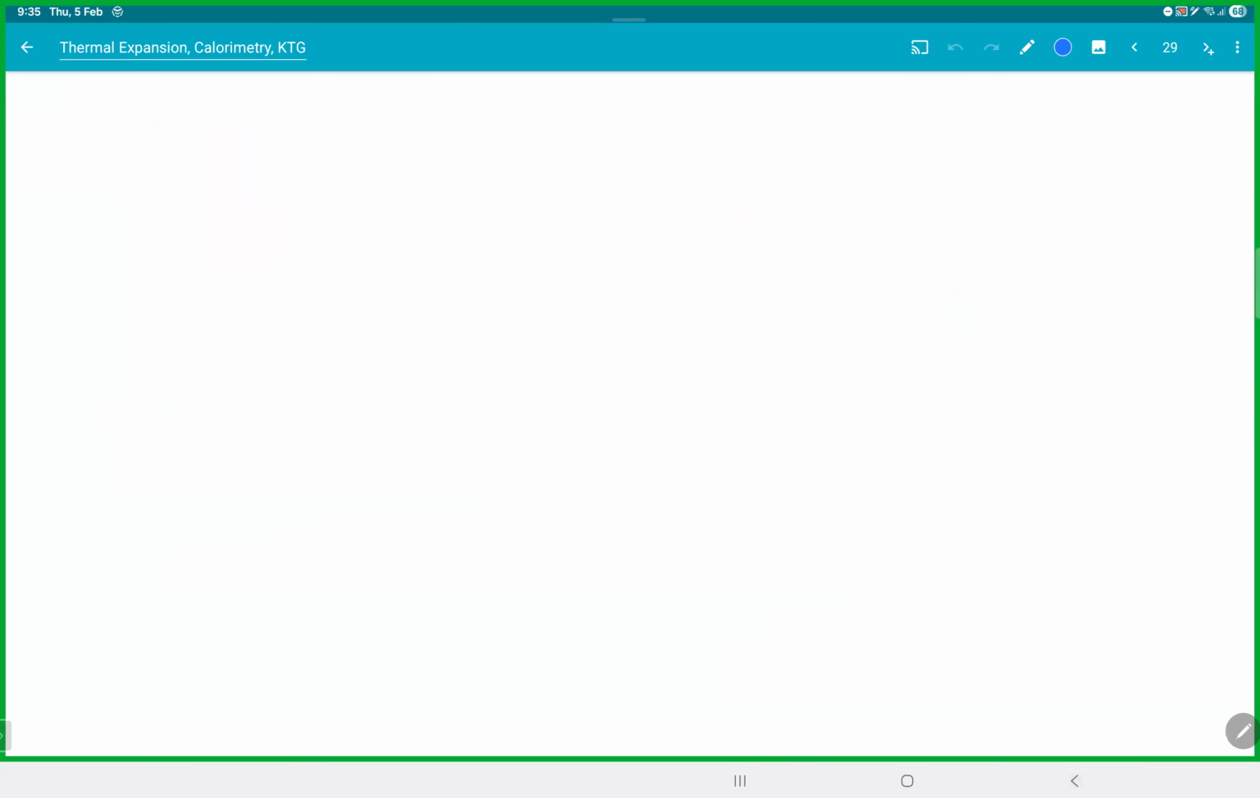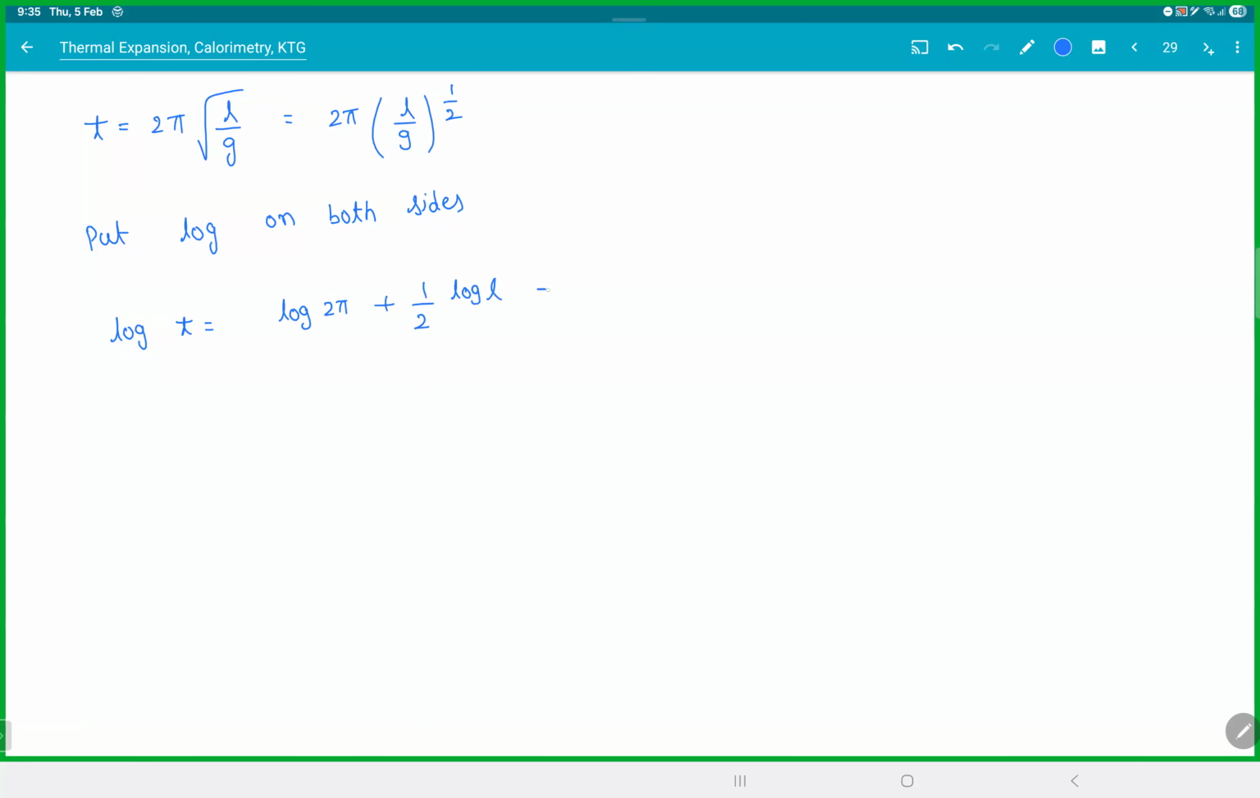Listen. So we know the time is 2 pi root over L by G. This is 2 pi (L by G) whole power half. What you can do, you can put log on both sides. We have actually done this in errors, power rule. But let me show it again. Put log on both sides. This will become log t. This will be log 2 pi. This will be half log L. And this will be minus half log g.